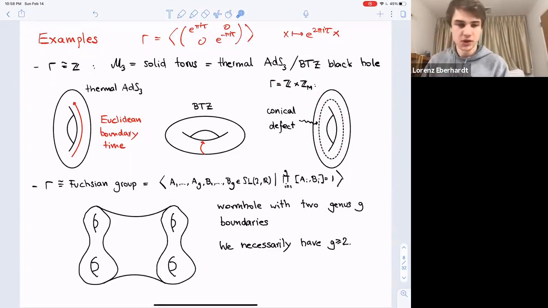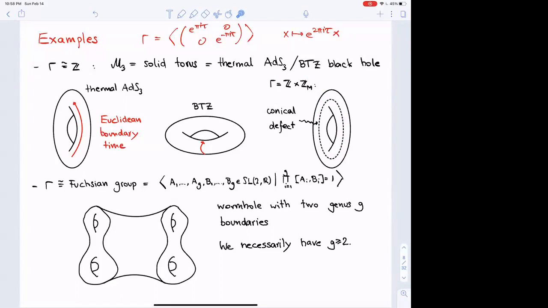Okay. And just one other example that will also play some role. Sorry. Yes. What about the geometry that is just Poincare patch AdS with two boundaries identified, two boundary circles identified? You know, this long trumpet kind of geometry.